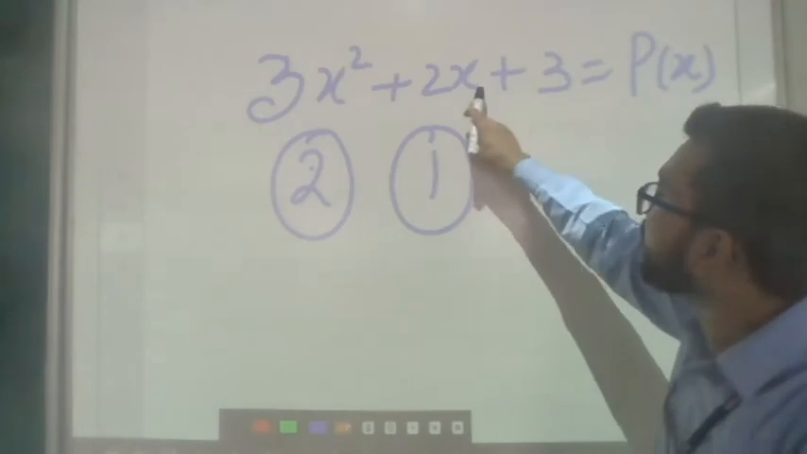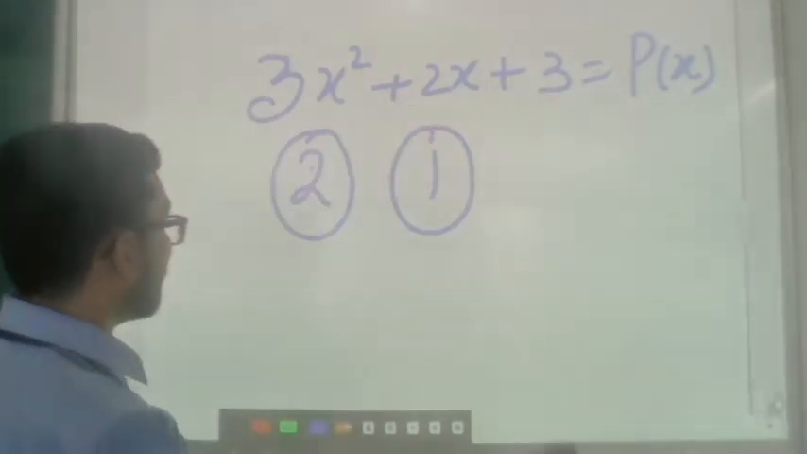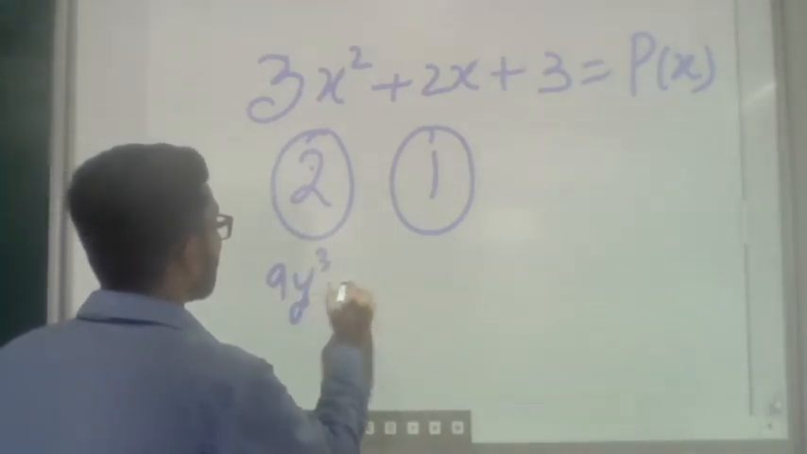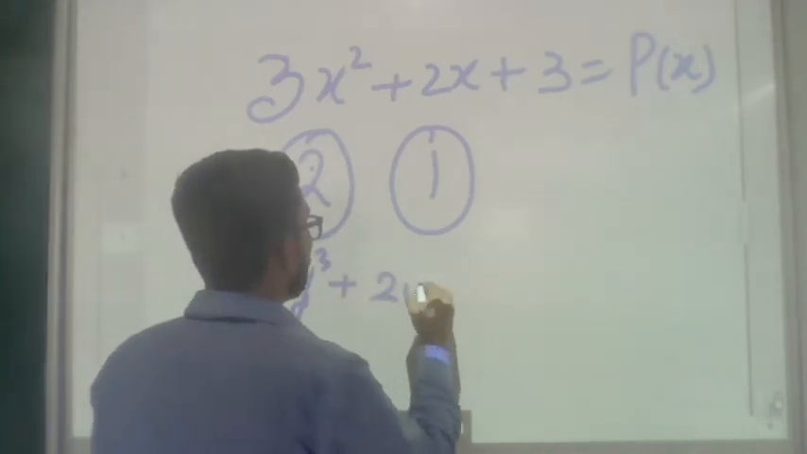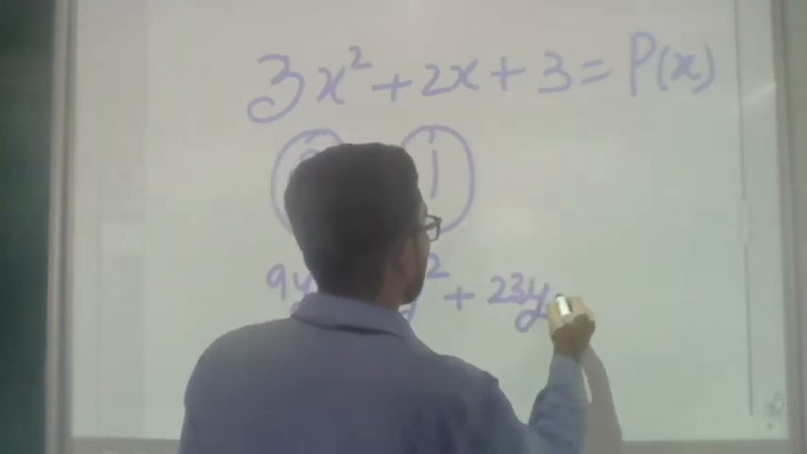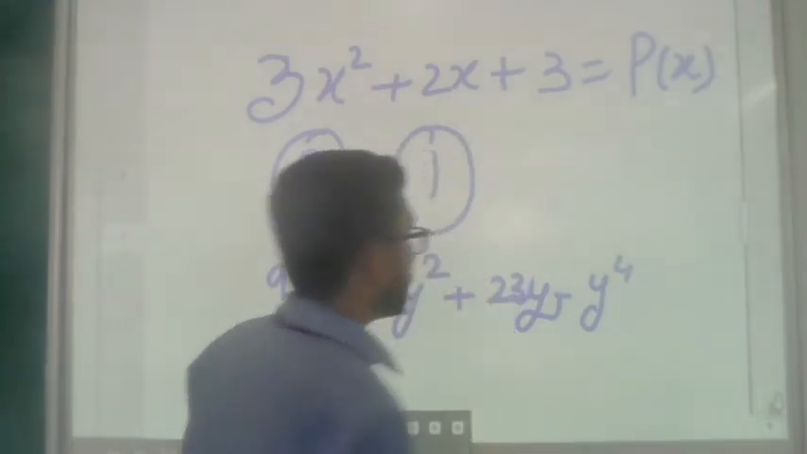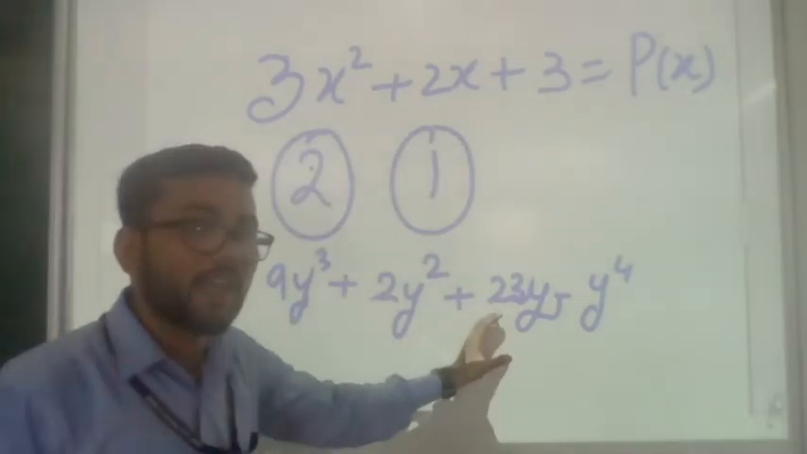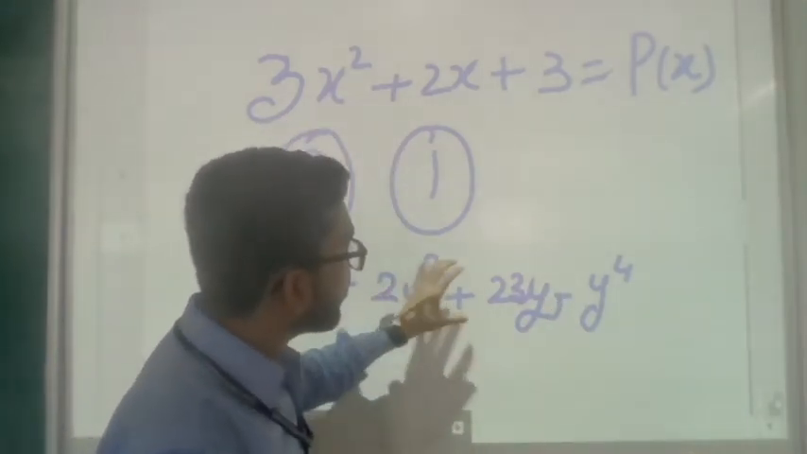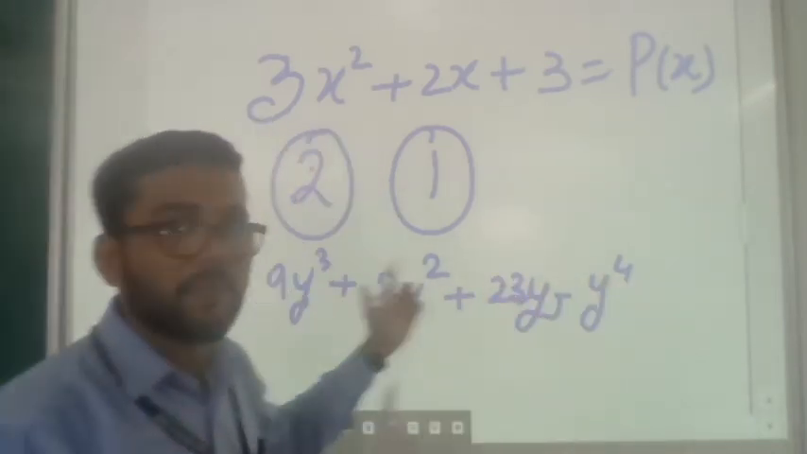P(x) means polynomial in variable x. Suppose you write 9y cube plus 2y square plus 23y minus y to the power 4. This is also an algebraic expression and it is also a polynomial, because every variable in this polynomial has a non-negative integral power.